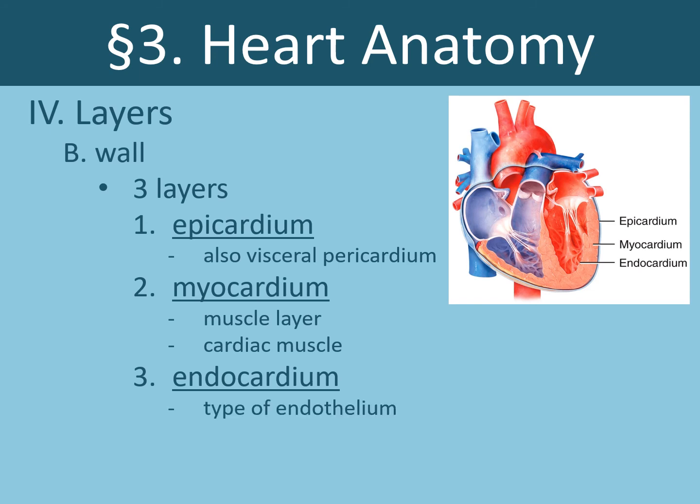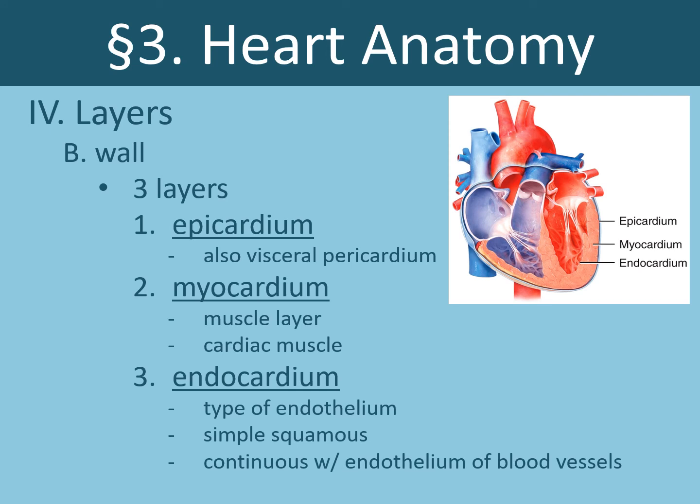Remember, endo means inside. The endocardium is a type of endothelium. You might recall from chapter 3 when we discussed the various tissues that endothelium is a type of simple squamous epithelial tissue. So it's a single layer of flattened cells, and this layer comes in contact with the blood. The endocardium of the heart is continuous with the endothelium of blood vessels.